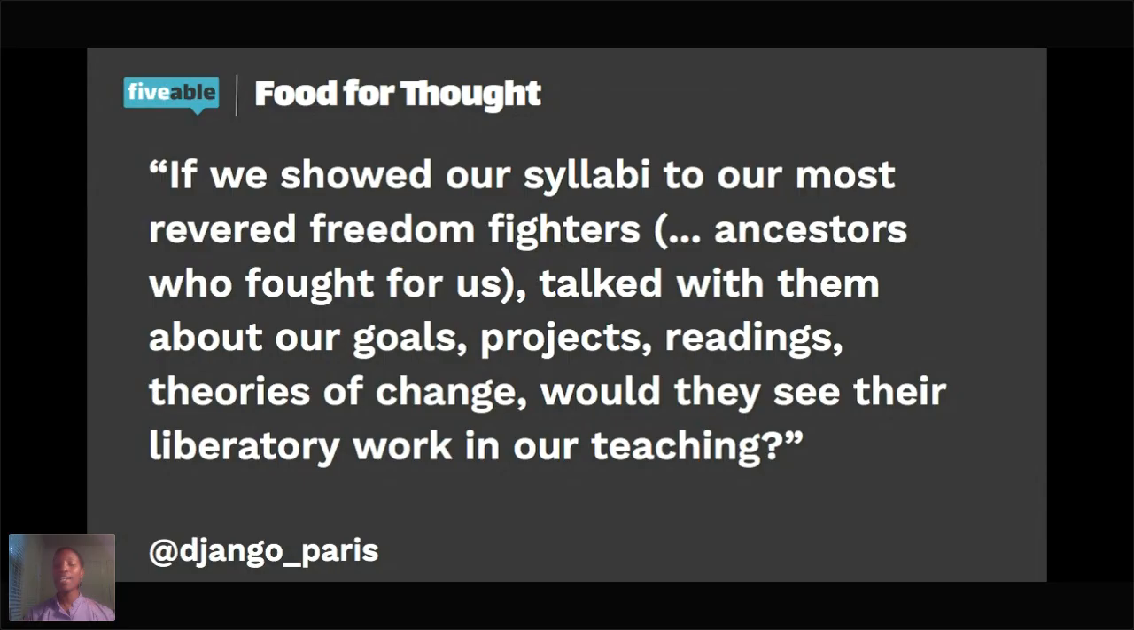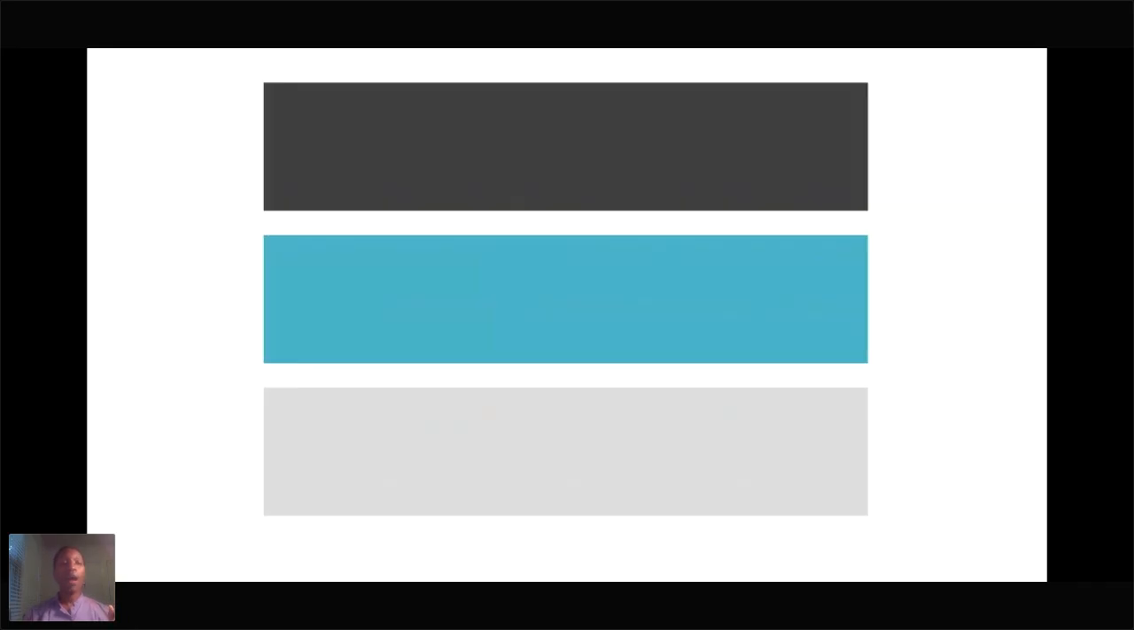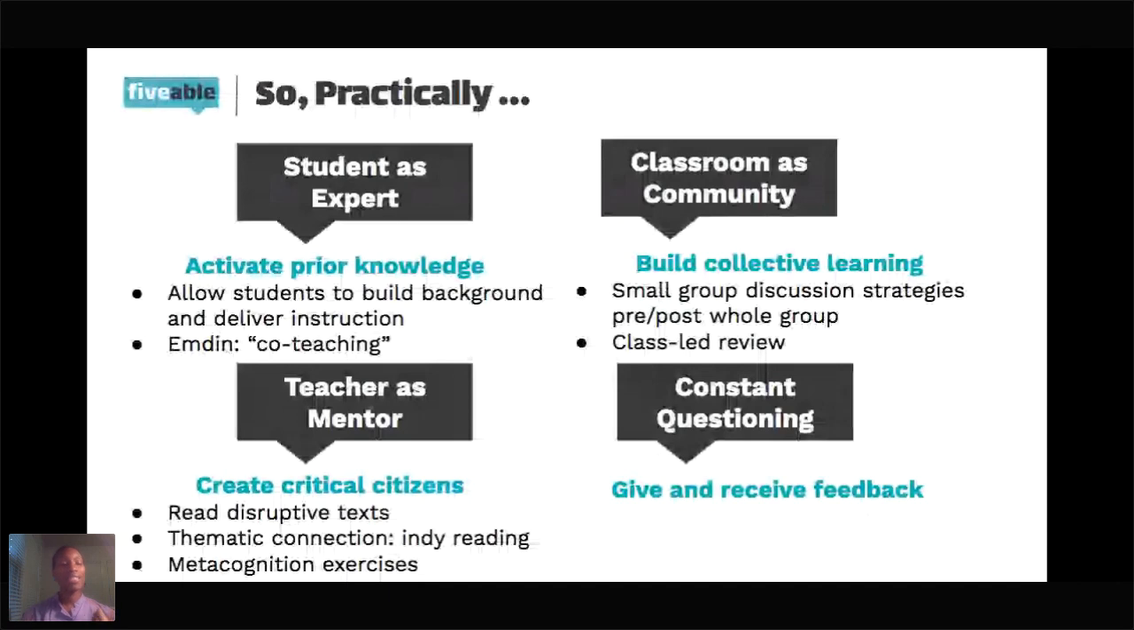And some wanted to and some did not. And so obviously you want to know where students are and what conversations you can have. And so the last thing is just to think about how this looks.